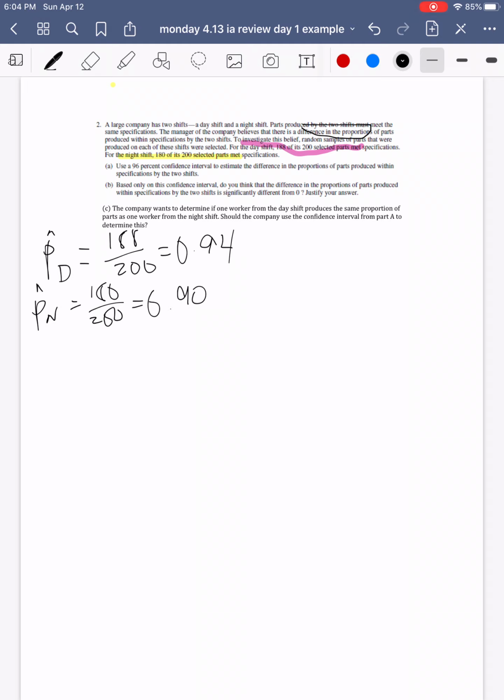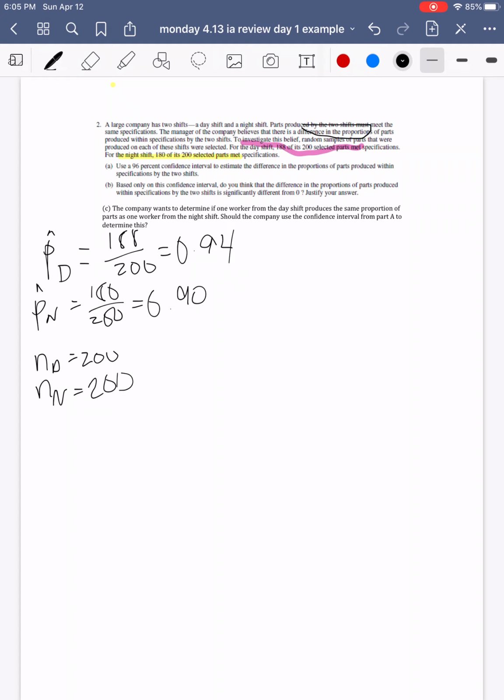Okay, and then I need the 2 sample sizes. So again, I should use the total sample size here, not just the parts that met specifications. So the n sub d here is going to be 200, not 188. N sub n is going to be 200 as well, not 180. So make sure that we are clear in that.